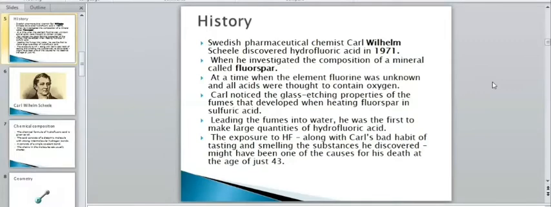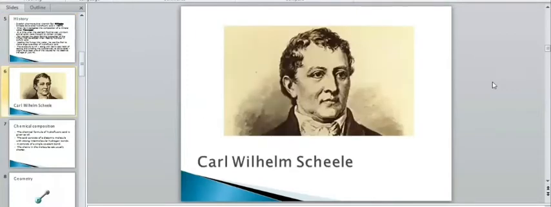As you can see, this can be a fatal compound. By only tasting and smelling this substance, he could have died. Now, this is the picture of Carl William Scheele. He was a Swedish-German pharmaceutical chemist.